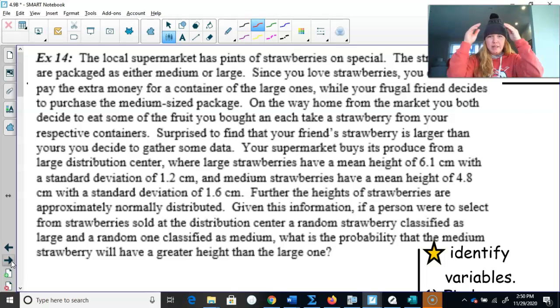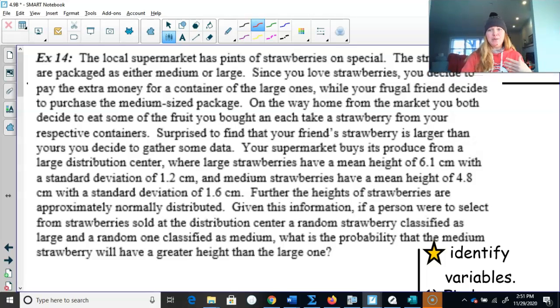I think if you just summarize it in your own words, this is a problem about a local supermarket. They have pints of strawberries on special. The strawberries are packed as either medium or large. Since you love strawberries, you decide to pay extra money for a container of large ones. Well, your frugal friend decides to purchase the medium-sized package. On the way home from the market, you both decide to eat some of the fruit you bought and each take a strawberry from your respective containers.